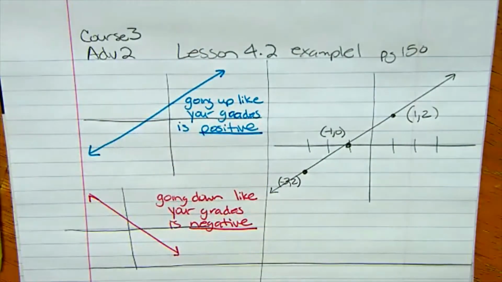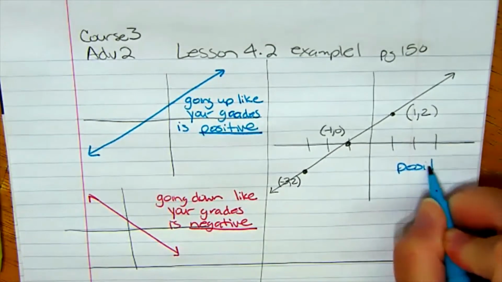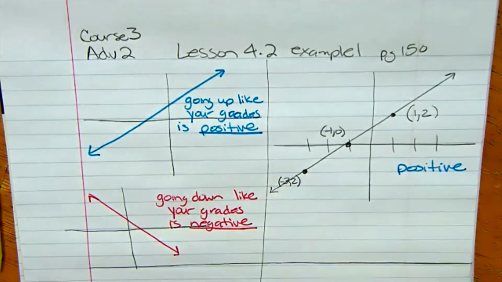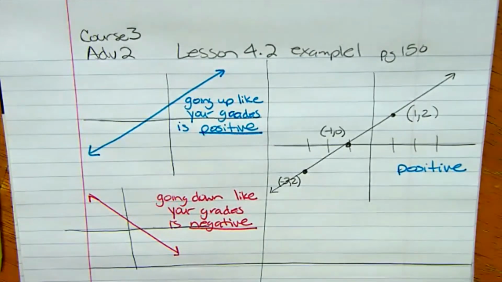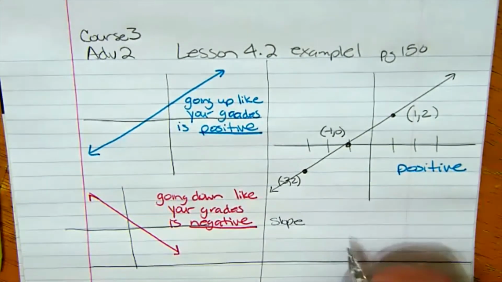So when I look at this line, the first thing I notice is it's going up. Like I want my grades to go up. So we can say the line is positive. So the first thing we know is our line's positive. Okay? The slope of our line is going up. It's positive.